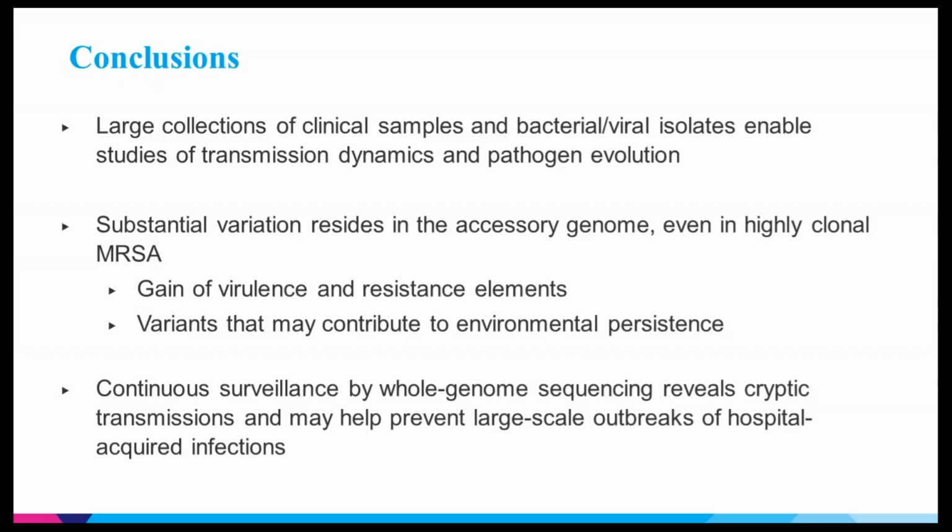And we've also shown that it can harbor variants that could potentially contribute to environmental persistence. So you can get to some of these elements with Illumina sequencing, but you can only really understand what's going on if you reconstruct complete genomes, which I think have shown that is really well possible nowadays with PacBio sequencing. And then finally, continuous genome sequencing helps to reveal critical transmissions in the hospital.